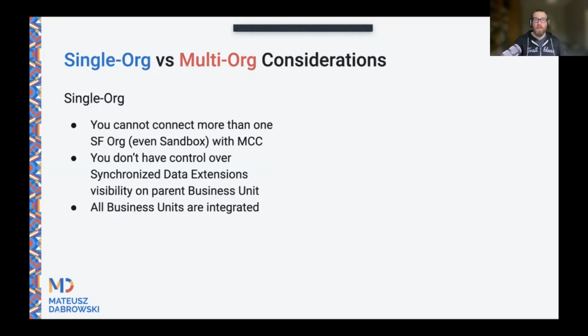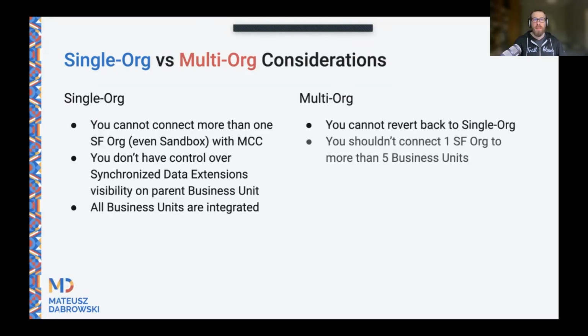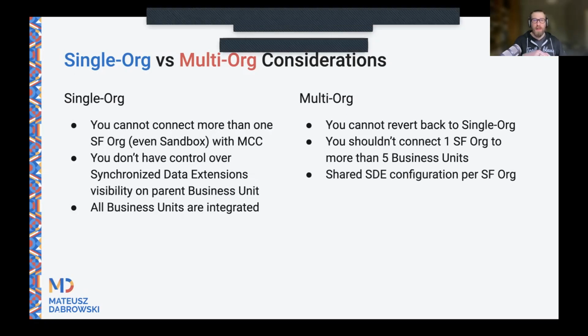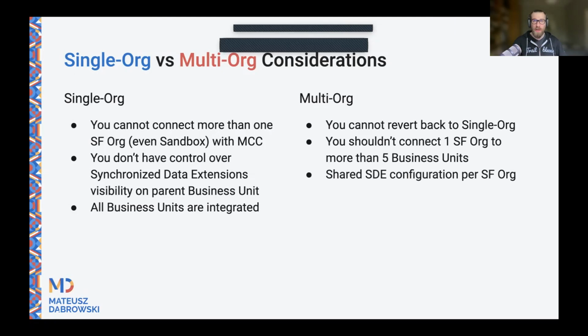So let's talk about the multi-org considerations. There will be a few more, because firstly, as I mentioned, you cannot go back to the single org. So when you make the decision, there is no going back. Second, you shouldn't connect one SF org to more than 5 business units. Then, the synchronized data extensions, so the way you synchronize objects from Salesforce CRM, are shared across a specific integration.